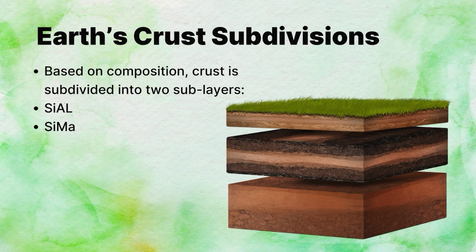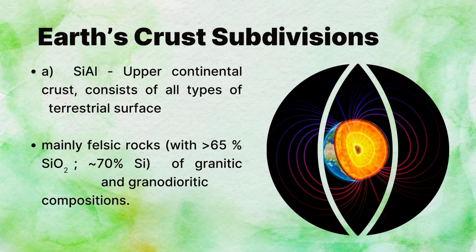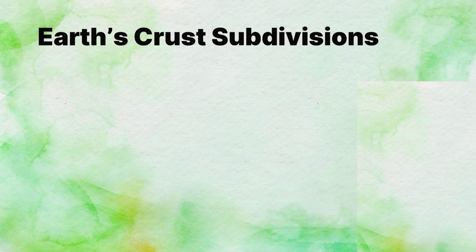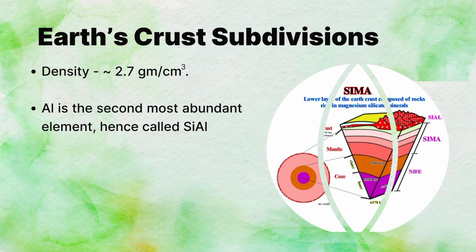Based on composition, earth crust is subdivided into two sublayers, sial and sima. Sial means silica alumina and sima means silica magnesium. Sial, the upper continental crust, consists of all types of terrestrial surface, mainly felsic rocks of granitic and granodiorite composition. Density is 2.7 gram per centimeter cube. Al is the second most abundant element, hence it is called sial.